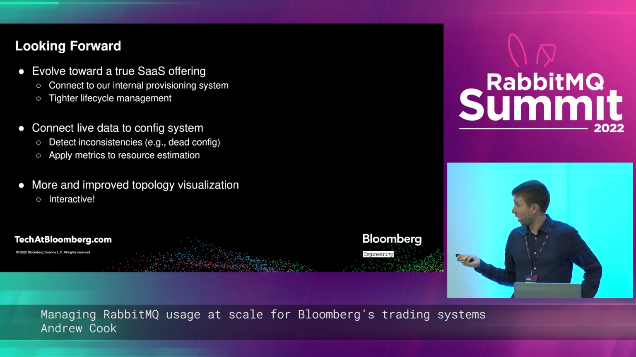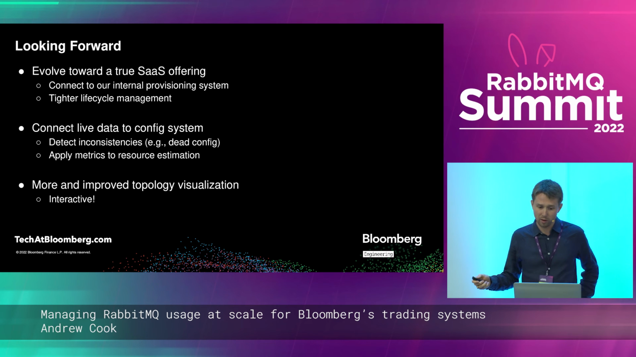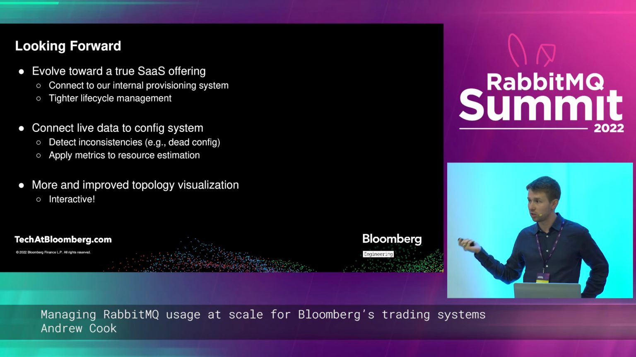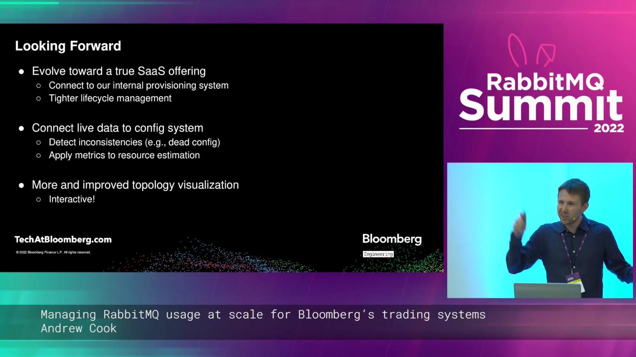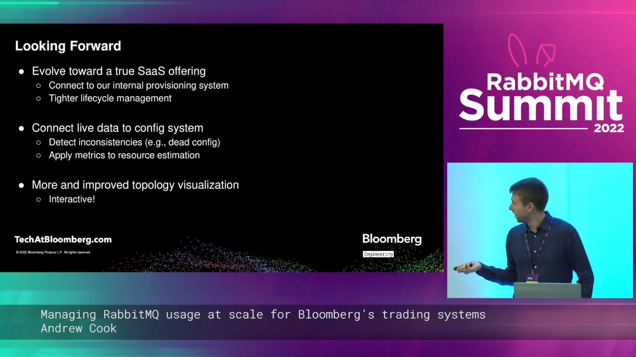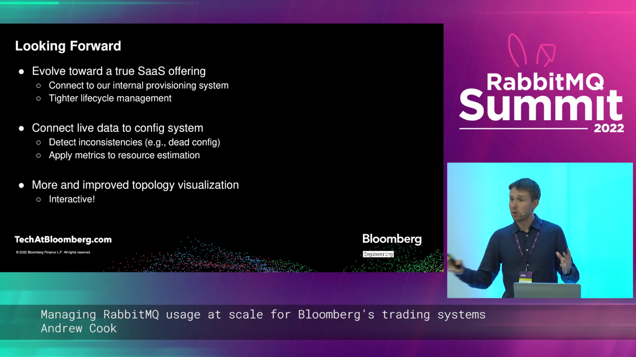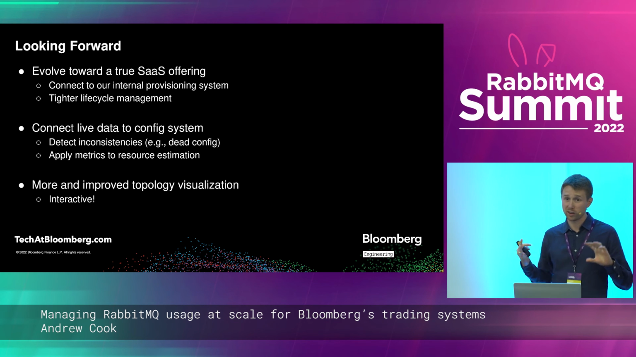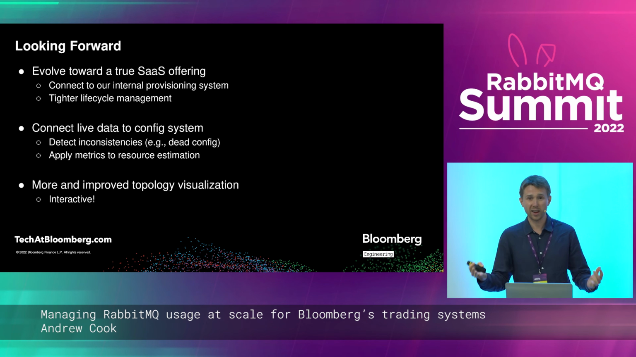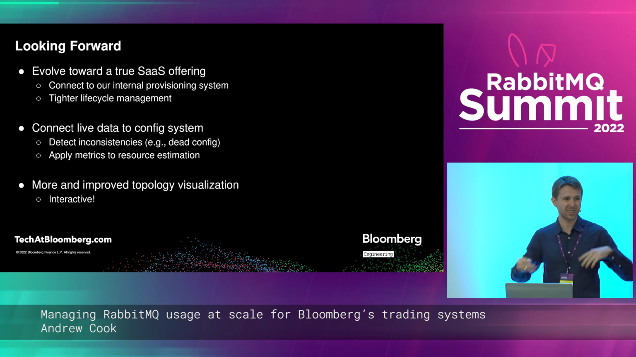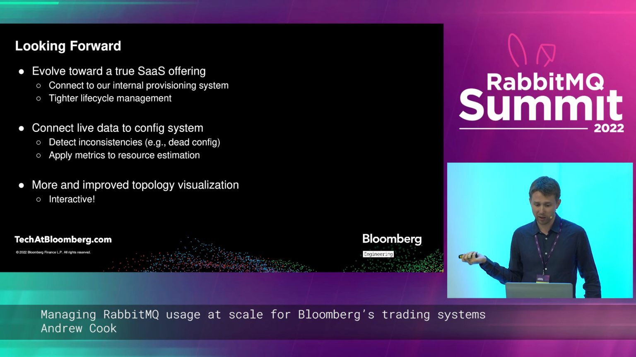I think it can be really powerful if it's not just static information about the config, but it can be really live. We can detect inconsistencies, maybe find dead config, maybe find someone who's using the system without using the config. This is my favorite: you can also better apply metrics using the actual live data. You know more about your traffic, so you can inform your users, hey, if you're creating this queue with these properties, this is how much it's actually going to cost. And that can be driven by live data.